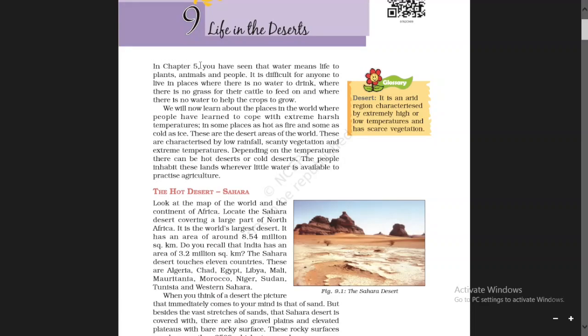In chapter 5, you have seen that water means life to plants, animals, and people. Boys, in our chapter number 5, you have seen there that water means life to plants, animals, and people. The necessity of water to this living world, how it is required, we have learned.